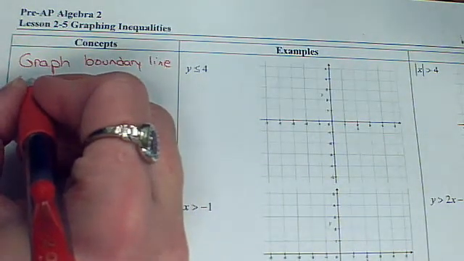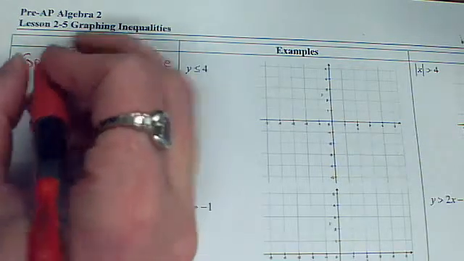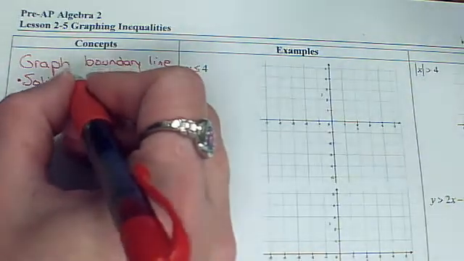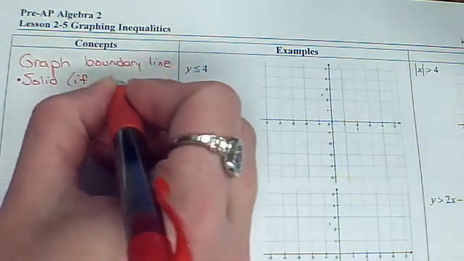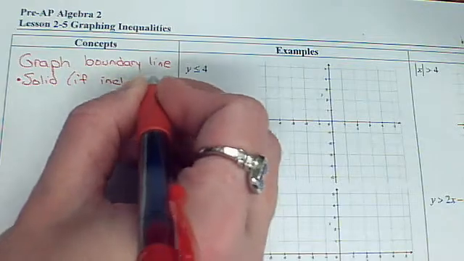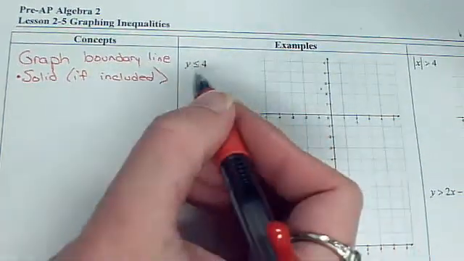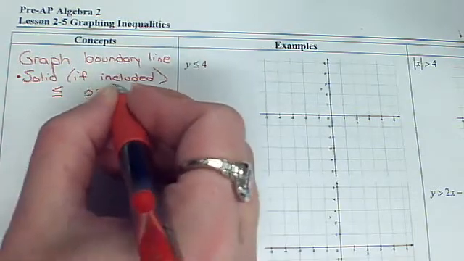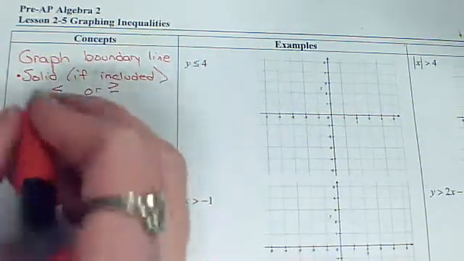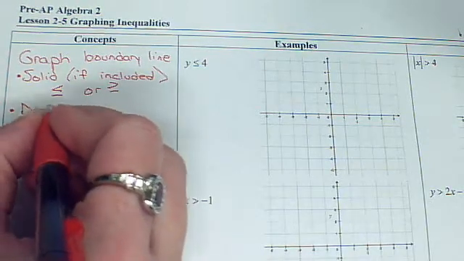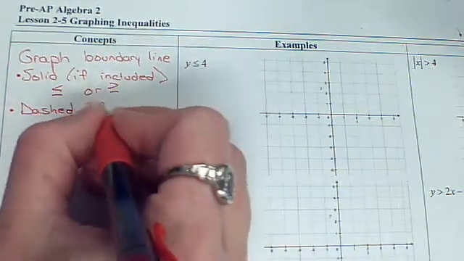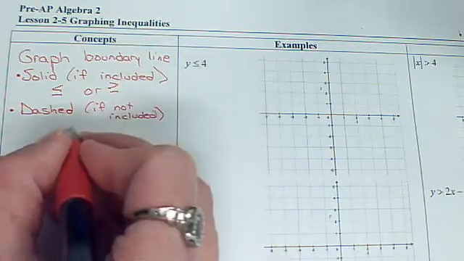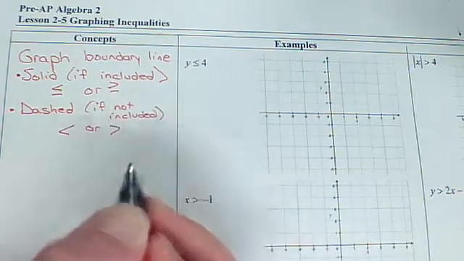Now, we need to know whether to include that line or not. Draw it solid if the line is included. Now, how would you know if you're going to include something or not? Same way you'd know whether you include a point or not. If it's less than or equal to, or greater than or equal to, that means you're going to include it. Now we're going to make the line dashed if not included. So that would mean when you have a less than or just a greater than.